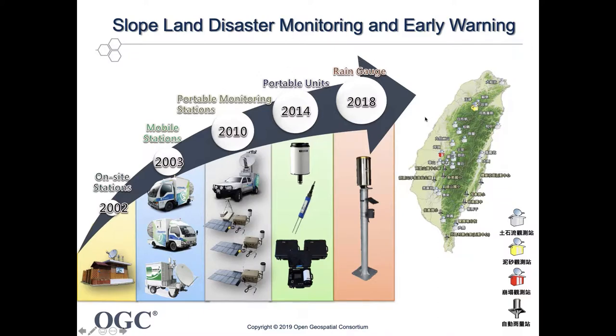Taiwan is an island. From the ocean side, up to here is only about 100 kilometers, then you jump into the peak, which is 4,000 meters. So from sea level zero, then 100 kilometers, that's the peak, a 4 kilometer elevation. And then another probably 30 to 40 kilometers, then that's the ocean side again.